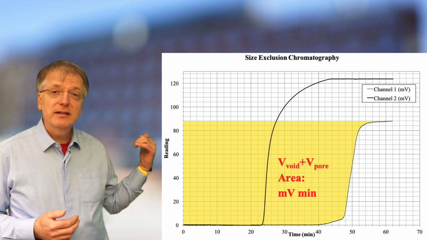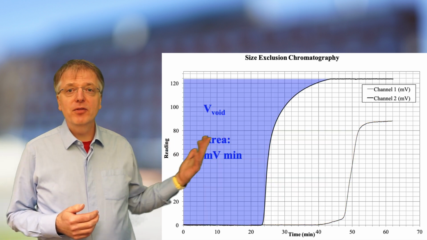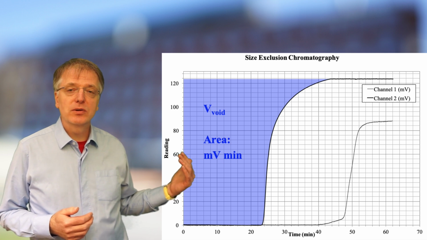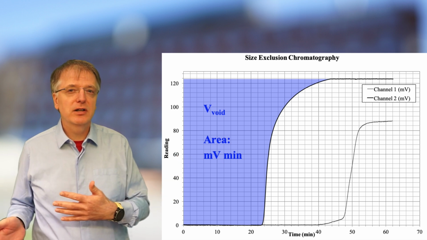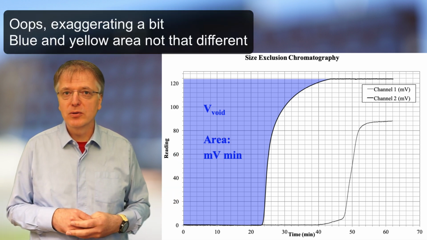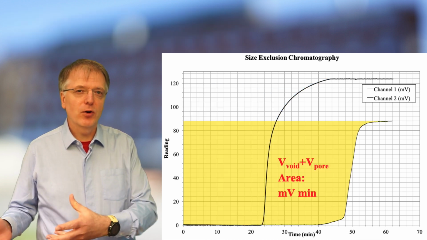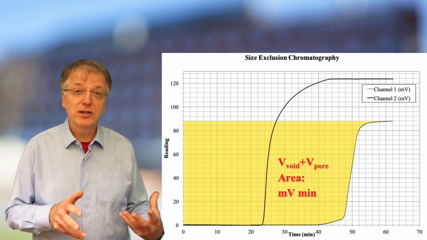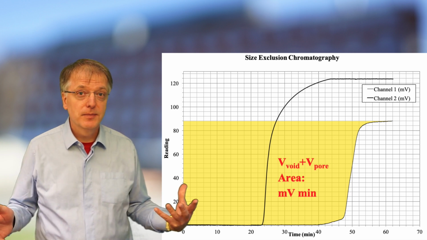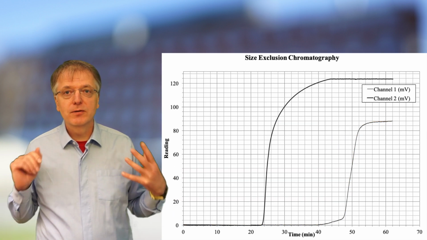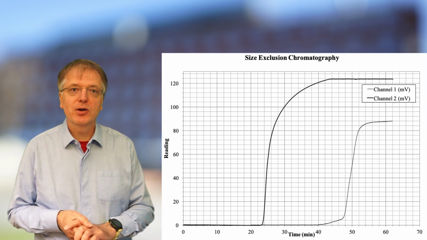In this graph, it seems like the area above the breakthrough curve for the large molecule is much larger than the area of the breakthrough curve for the small molecule. How can that be? Surely the sum of the void volume and the pore volume must be larger than the void volume, right? If you get a bit confused now, don't worry, because that's very common.